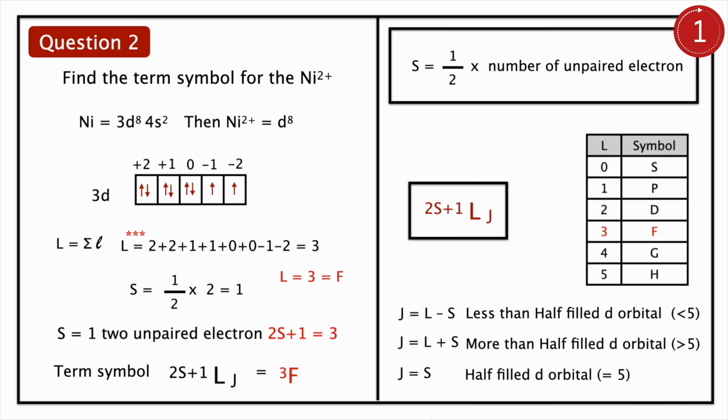Then spin, there are 2 unpaired electrons. So half multiplied by 2 gives 1. So you know L, you know S. J is not in the question, so the answer will be 2S plus 1, L, meaning 3F value. The concept you have to learn here is if there are 2 electrons in the orbital, multiply 2 times the L value.